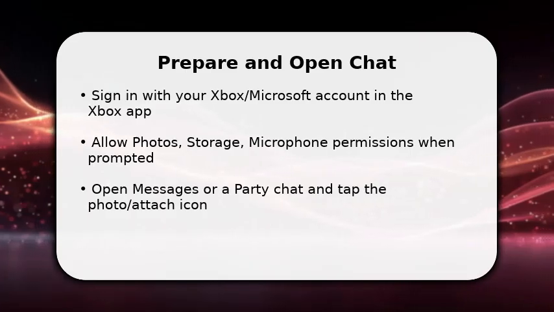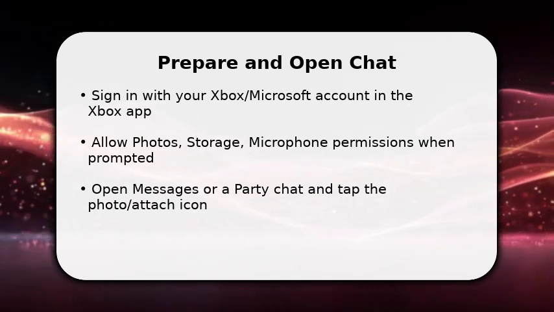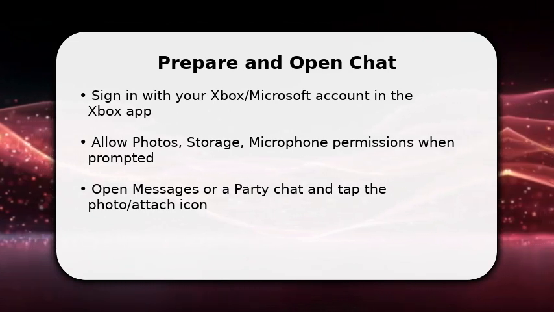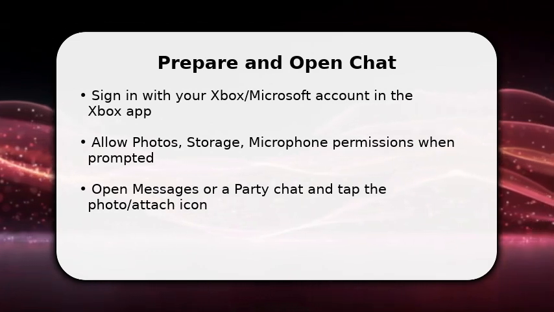You've already signed in and granted permissions. Now start sending. Open the Xbox app, go to Messages or a party chat, and tap the photo or attach icon to begin. Make sure you're using the same account as your console so recipients match.